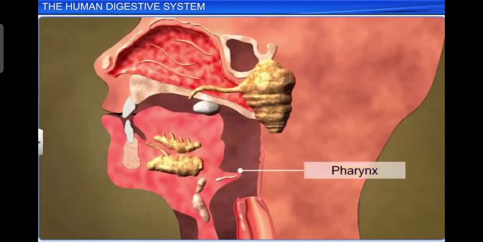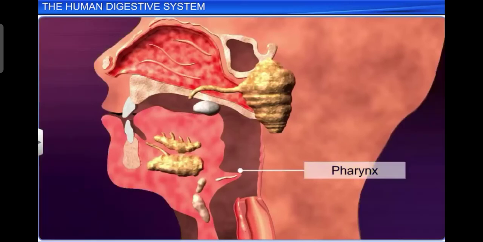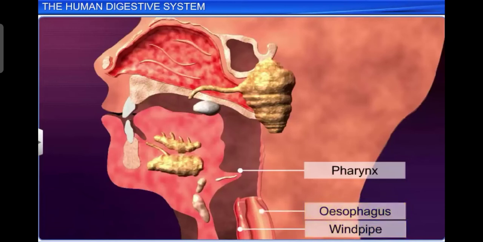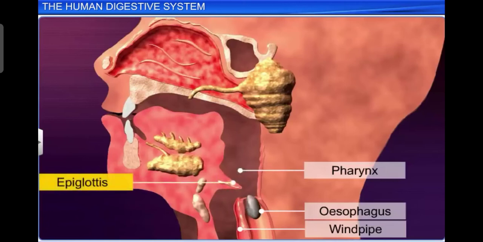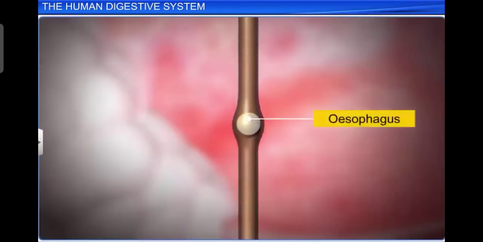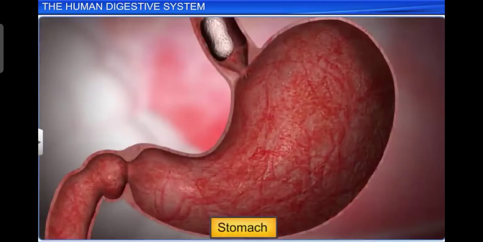The esophagus and the trachea, that is the windpipe, open into the pharynx. A cartilaginous flap called the epiglottis prevents the entry of food into the glottis, the opening of the windpipe, during swallowing. The esophagus is a thin, long tube which extends posteriorly, passing through the neck, thorax, and diaphragm, and leads to a J-shaped bag-like structure called the stomach.